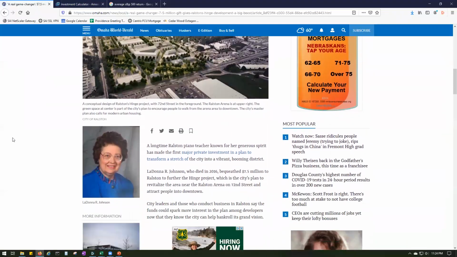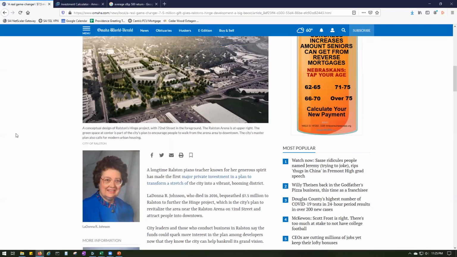A longtime Ralston piano teacher, known for a generous spirit, has made the first private investment in a plan to transform a stretch of the city into a vibrant, booming district. And it shares a story about LaDonna Johnson. She died in 2016, and she gifted the city $7.5 million so they could start their redevelopment efforts, which is a very generous gift. Now, you might be wondering to yourself, she was a piano teacher, she's an everyday person, working in her community.